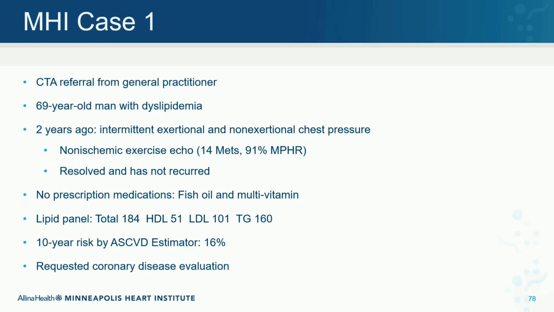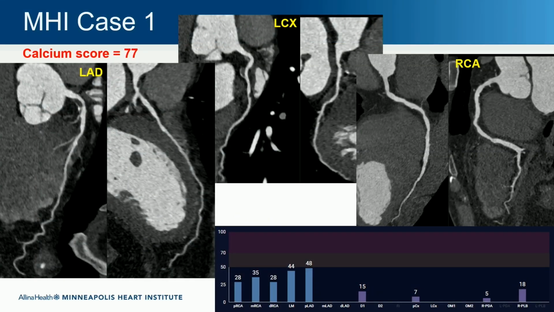So with that, I'll present just a couple of cases here. This first one is a patient that's a referral from a general practitioner. A 69-year-old man who's generally healthy, had dyslipidemia, and some chest pressure sensations that had resolved after a normal stress echo 2 years ago. He's taking no prescription medications, and you can see his lipid profile there. On the strength of him being 69 years old and a man, his ASCVD estimator puts him at 16% risk of a major event in the next 10 years. And he requested coronary evaluation, was referred for coronary CTA. On the top left, you can see that his calcium score is 77.